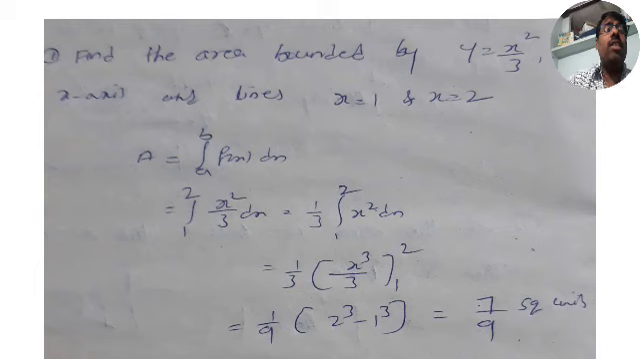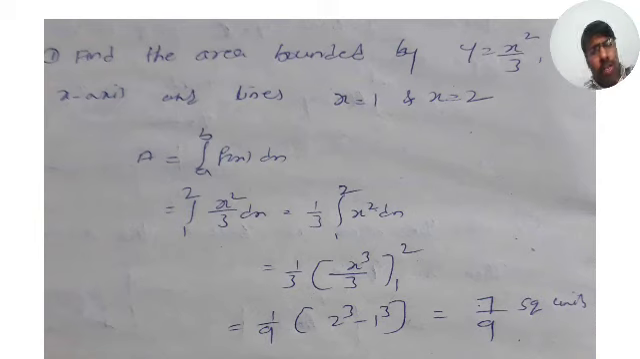So let us take this as my first problem. Find the area bounded by y is equal to x squared by 3, the x-axis, and the lines x equal to 1 and x is equal to 2. Look at the problem, guys. What do you have here? A curve is given, y is equal to x squared by 3, that is the y is equal to f of x form. So the curve is y is equal to f of x, the x-axis, and the lines. What are the lines? The line x is equal to 1 and the line x is equal to 2.